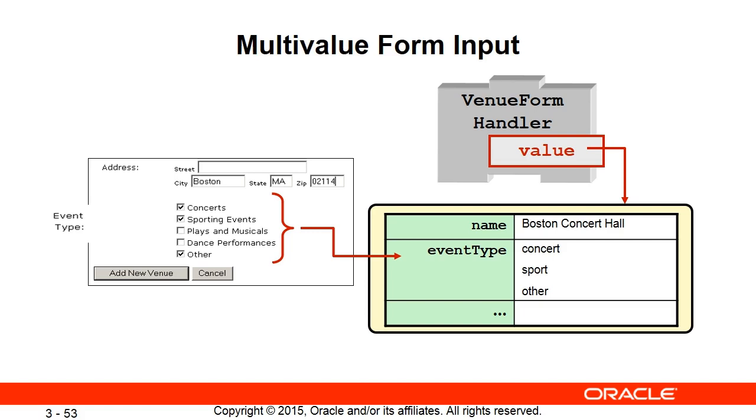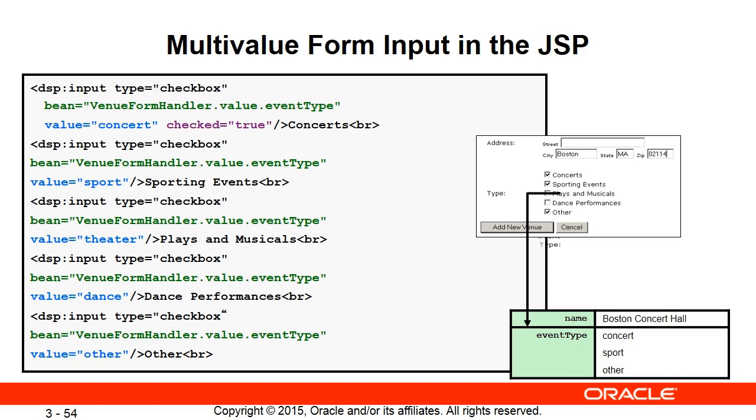In the example in the slide, you would like to add a property that specified what sorts of events a venue specializes in, and the user of the form can select from any of the available options. The XML definition for the event type property would look something like this: property name equal event type, category equal music, data type equals set, component data type equals string, and column name equal event type. So basically, we're going to have a multi-value form input in the JSP code, as seen here.